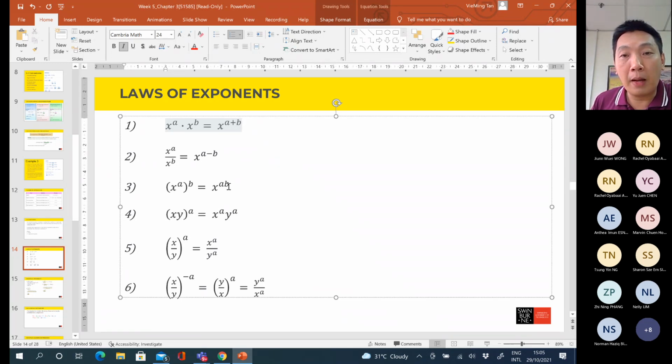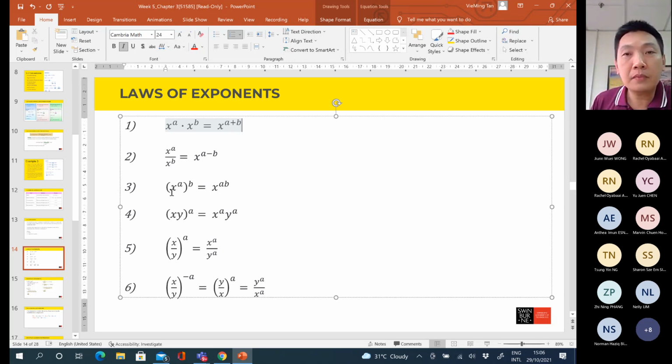The third type of rule you can apply is when the format of the expression is like this: x power a and then bracket b. You can see there is only one base number here, but there are brackets. So how do you simplify this expression? You can combine the power numbers by multiplying a and b together. So it simplifies to x power a multiply b. I call this index rule number 3.